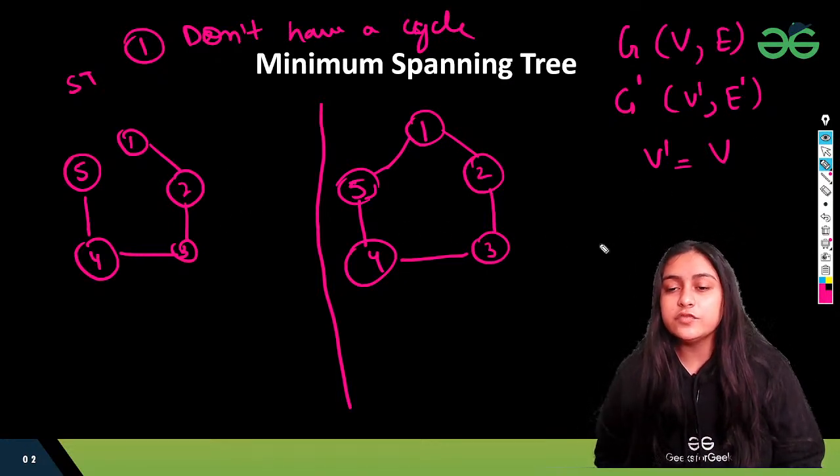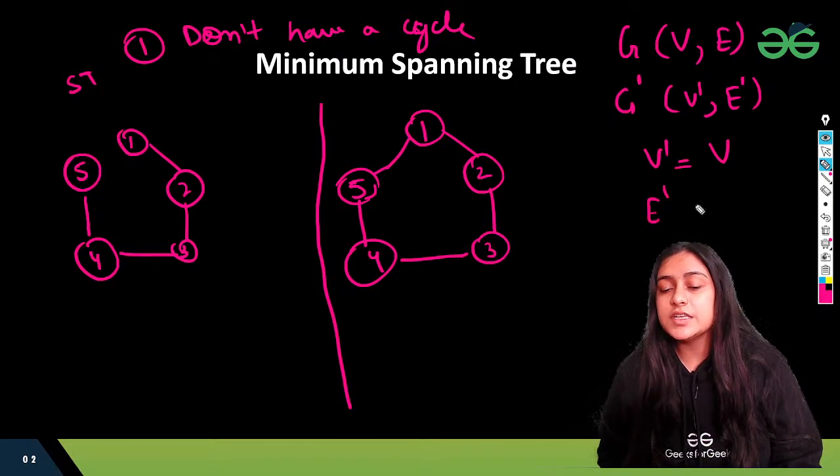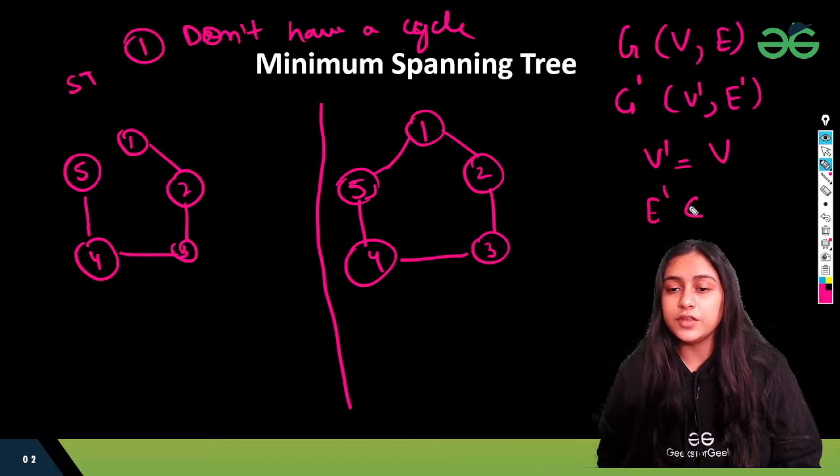But what is the condition for edges? The condition for edges is that E dash is a subset of E. E dash is a subset, basically a subset.